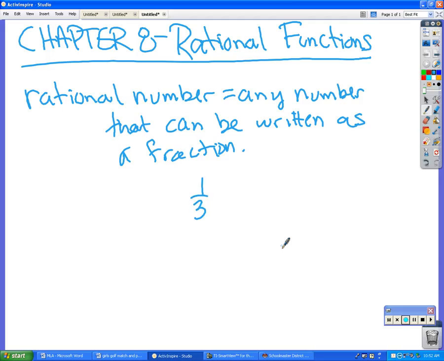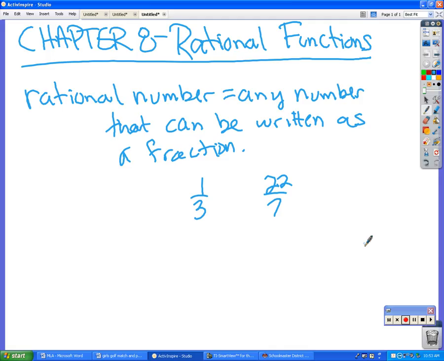Pi is not a rational number because that decimal goes on forever without any pattern, and so you can't write it as a fraction. They tried. The close approximation is 22/7, and that does pretty good, but it's not exact.